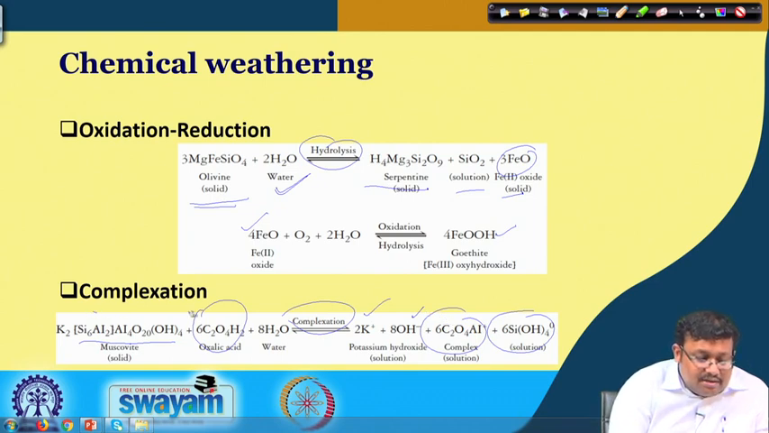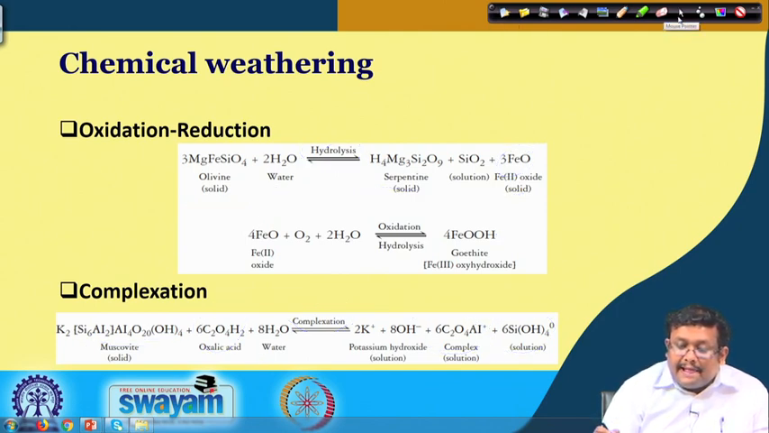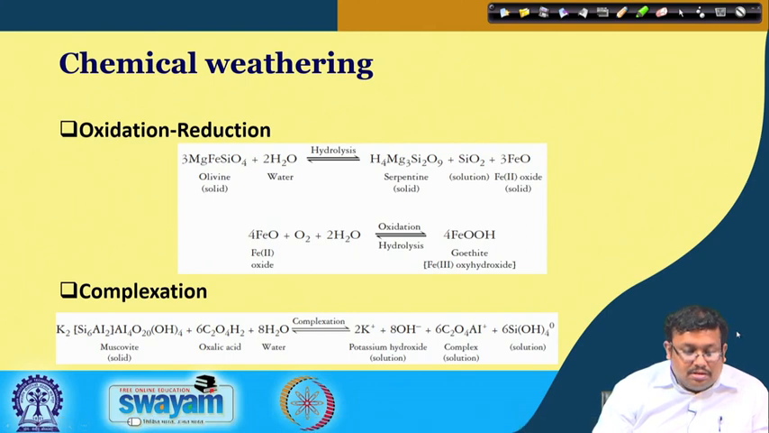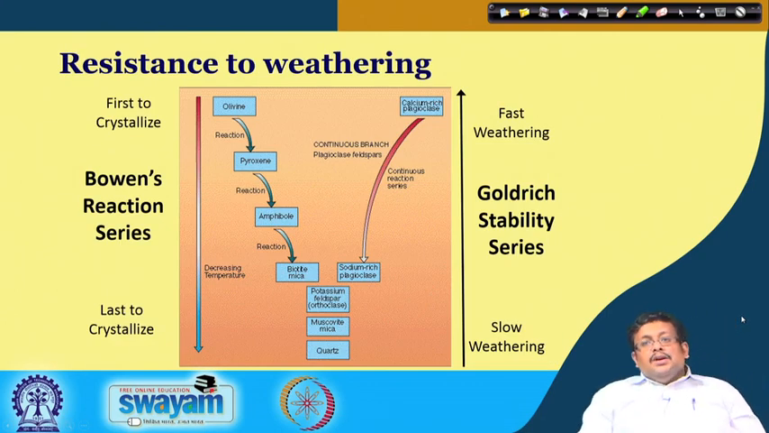Now, this complexation also implies that chemical weathering is mediated by different types of biological agents, which I have already talked about. So, we have covered physical weathering, we have covered chemical weathering, we have learned about different types of forces which are responsible for physical weathering, and we have learned about different types of processes for chemical weathering.